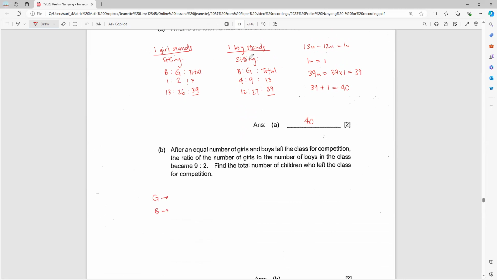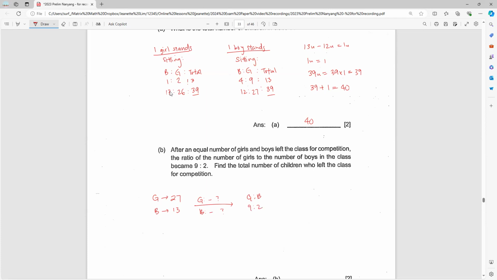The number of girls at first is 26 plus 1, or we can say 27, because this one is all of them sitting. So girls, 27. The boys will be 13. There are no boys standing in scenario 1. There are 13 boys sitting, so total 13 boys. Then equal number left, minus question mark. In the end, 9 to 2.